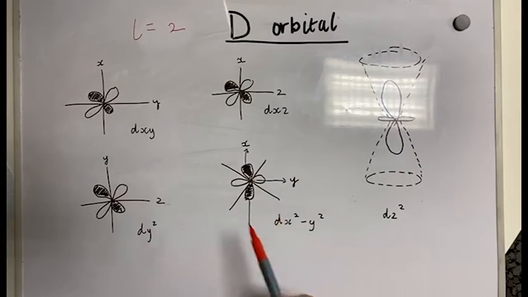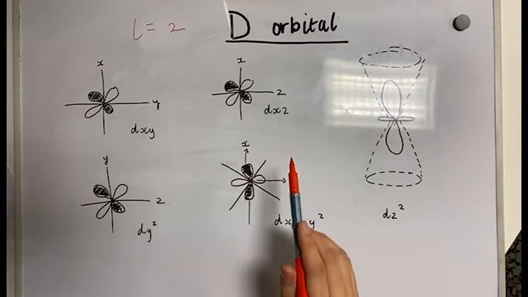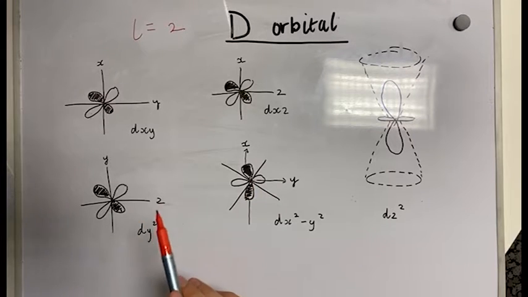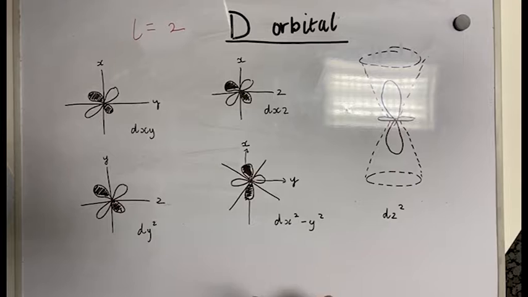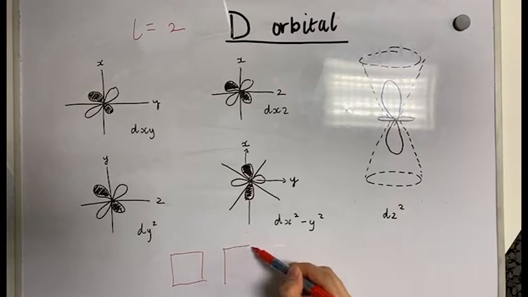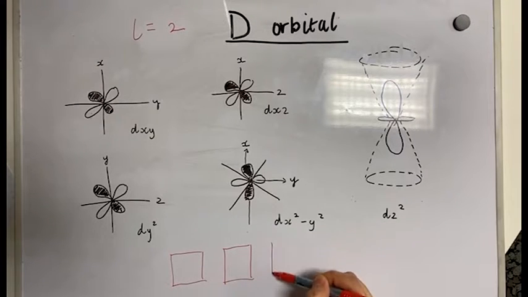So now we can talk about d orbitals. So d orbitals correspond to the orbital angular momentum quantum number L equals 2. So if L is equal to 2, there are 4 possible energy levels that each of these d orbitals can accommodate.